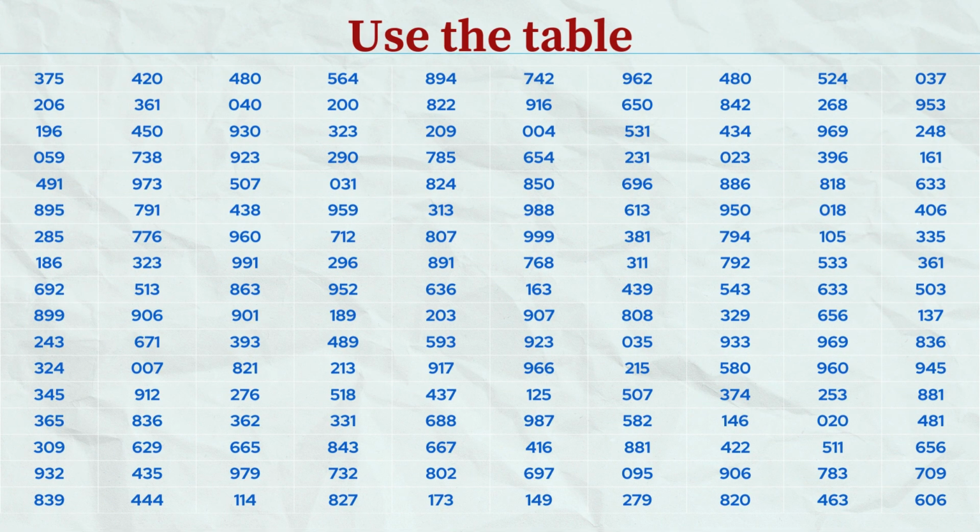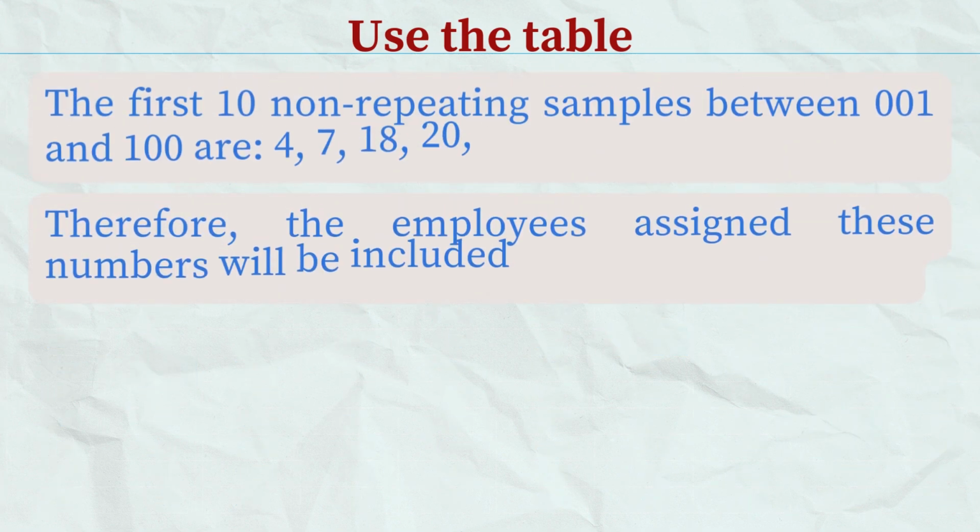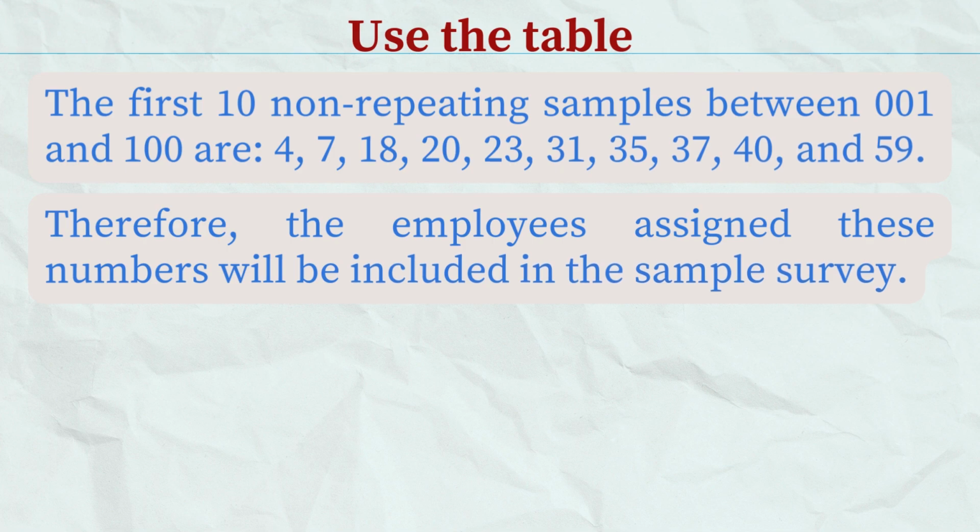Now, starting from the first column of the second row, and reading the digits in groups of 3, the first 10 non-repeating samples between 001 and 100 are 37, 40, 4, 59, 23, 31, 18, 35, 7, and 20. Therefore, the employees assigned these numbers will be included in the sample survey.